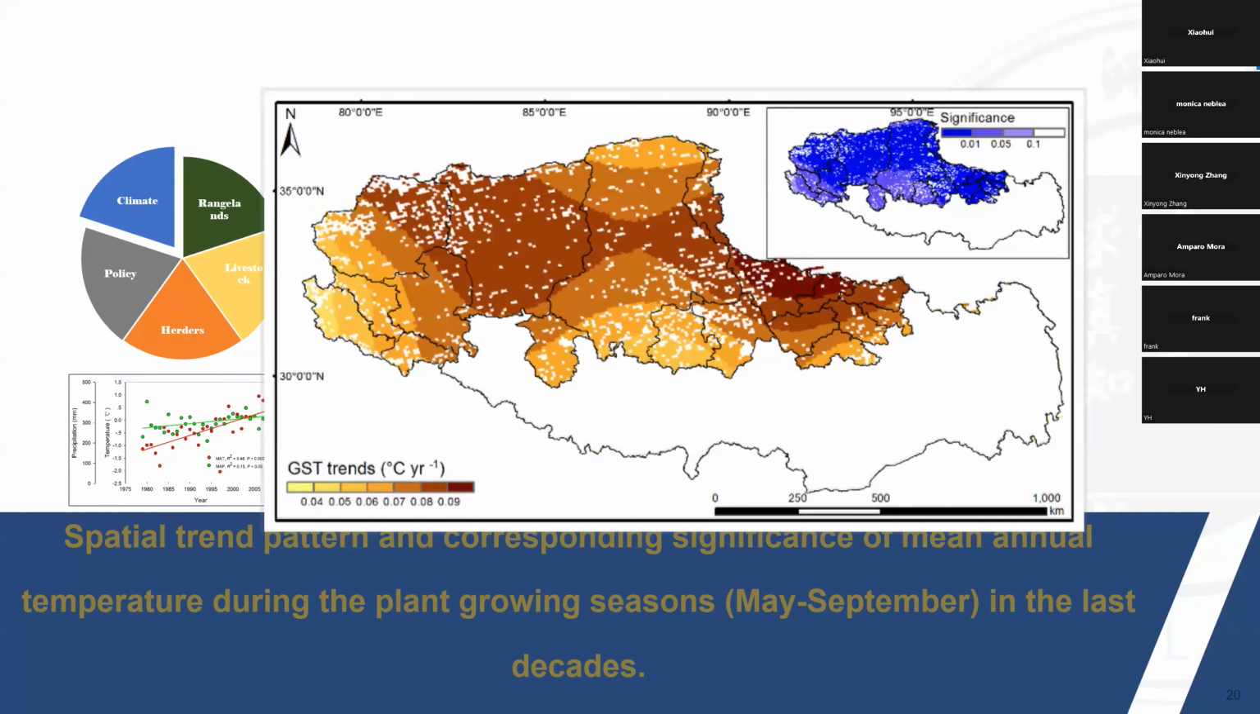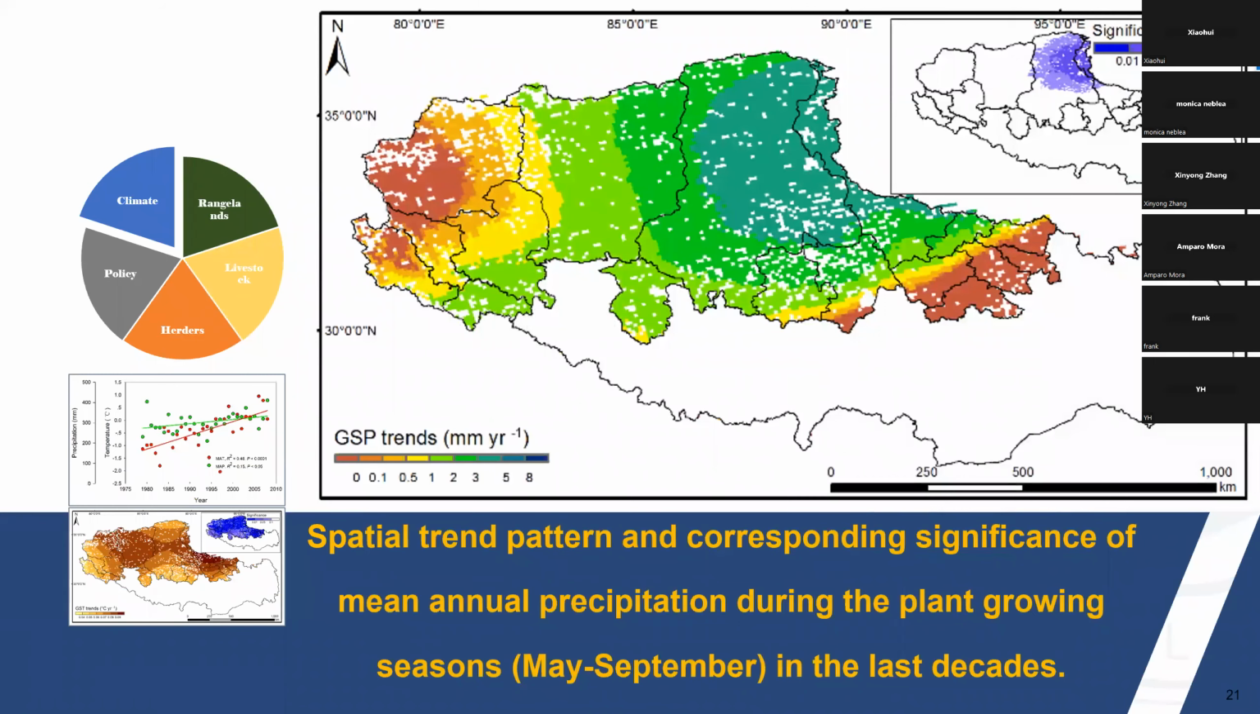So the next map shows us the spatial pattern of the changes in precipitation. We can see a clear increase in precipitation in the east and northeast part of China, but in the west and southeast part of China, the precipitation decreased, but not significantly. So this is about climate change.